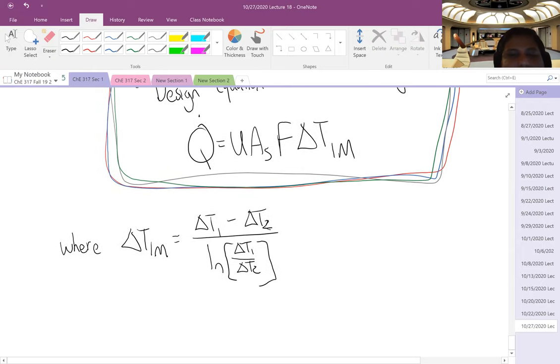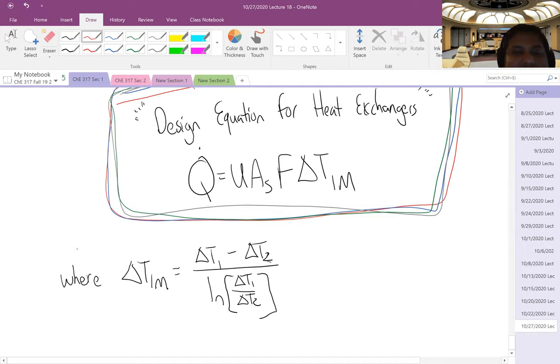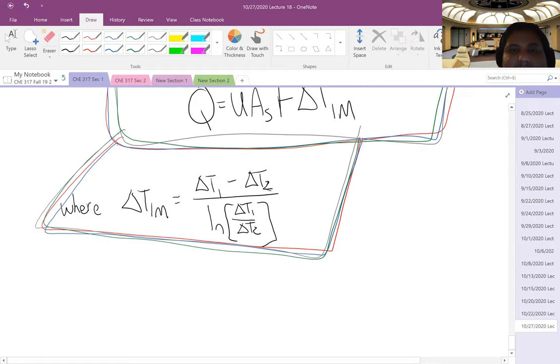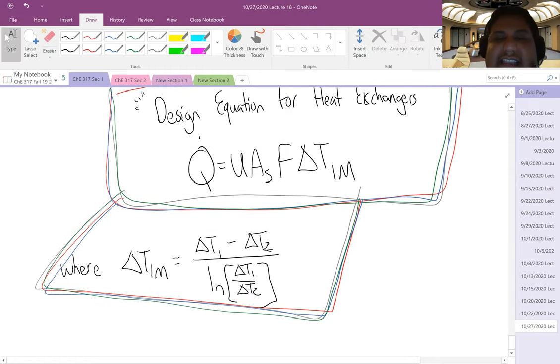All right, and in case you guys haven't figured out, this is also important. I've written it, I think, 3 or 4 times in this lecture alone. So the question then becomes, what the heck is U? You know what surface area is, and what the heck is F?